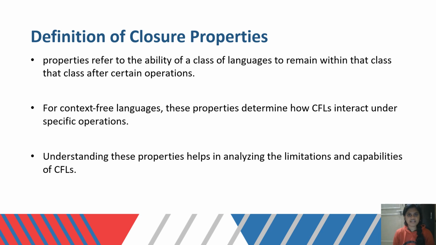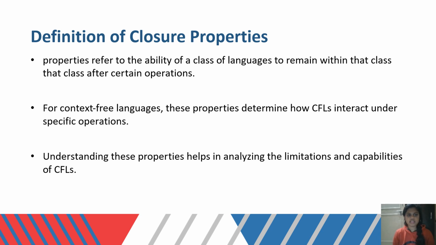They are defined by a set of four components which comprises V, T, P, S. V stands for the non-terminals, T stands for the terminals present in the productions, P stands for the productions that we are generating for the CFL, and S stands for the starting symbol.